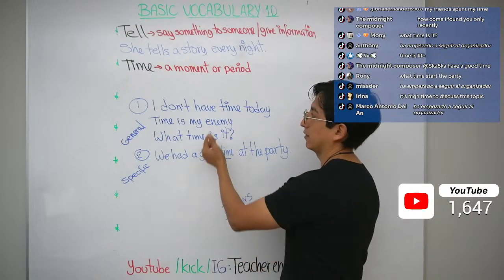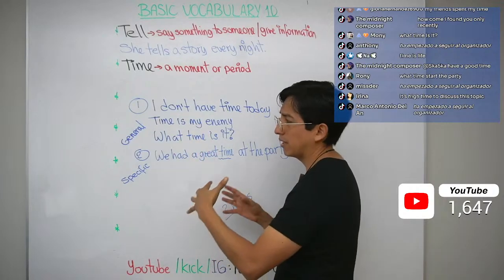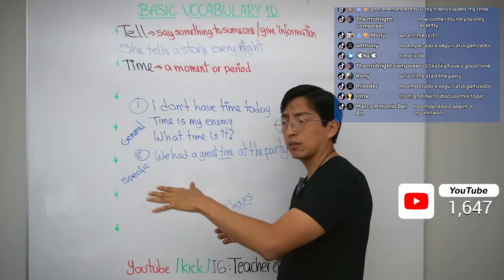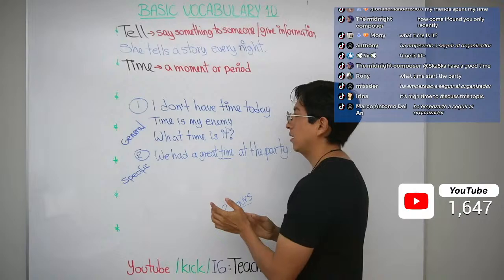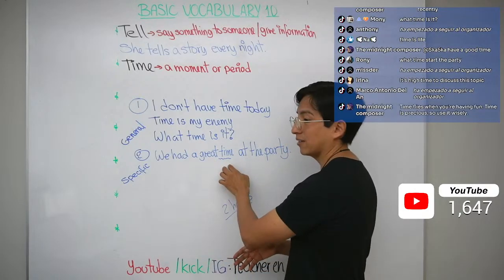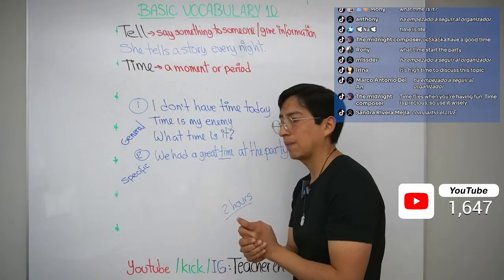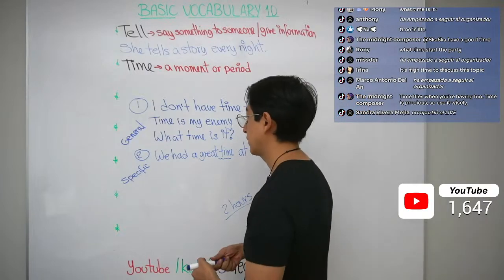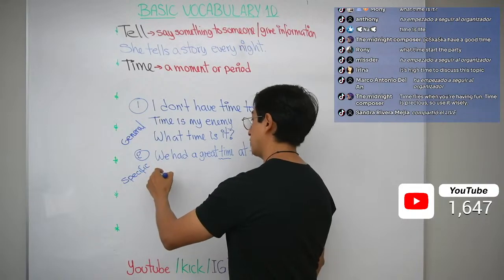That is the difference, guys. I don't have time. We're talking about in general. Time is my enemy. Time passes very quickly. We're talking about something in general. What time is it? We're talking about in general too. But here we had a great time. This is more specific. Yes, this is more specific. Maybe you can say time's up. Somebody wrote that too.